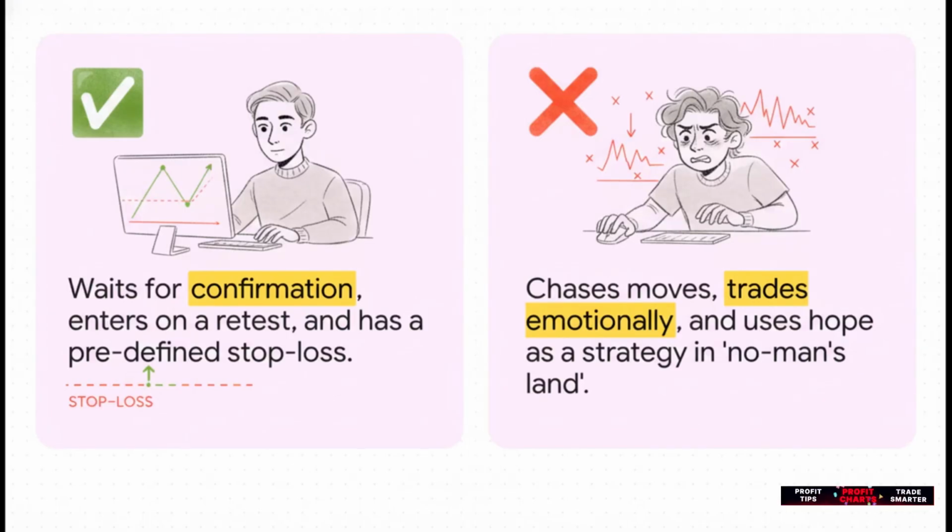On the left, you've got the patient, disciplined trader. They use pivots the right way, they wait for proof, they enter on a retest, they manage their risk. On the right, you've got the impulsive trader who gets totally chopped up chasing moves and trading emotionally in that empty space between the pivot levels. The bottom line is, pivots reward patience.